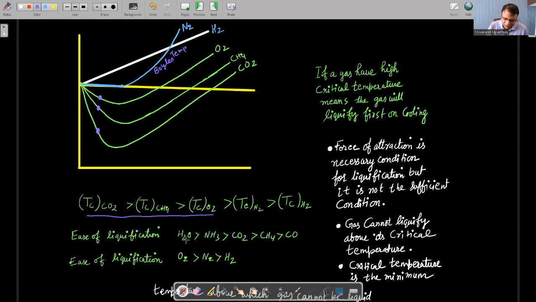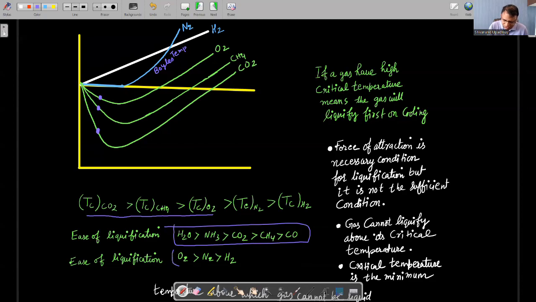And we know that ease of liquefaction is directly proportional to critical temperature, and ease of adsorption is also directly proportional to critical temperature. So here are some conclusions. Ease of liquefaction of water is greater than ammonia. Ammonia is greater than CO2. CO2 is greater than CH4, and CH4 is greater than CO. This order I am writing from the information given in NCERT. So you should know about that.